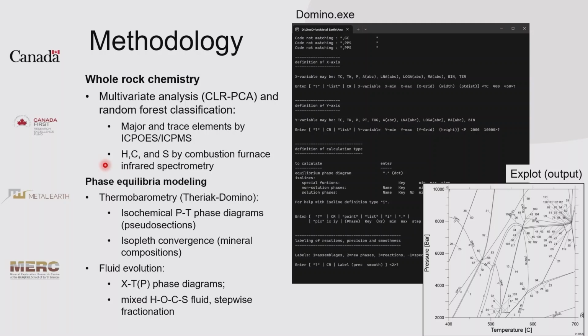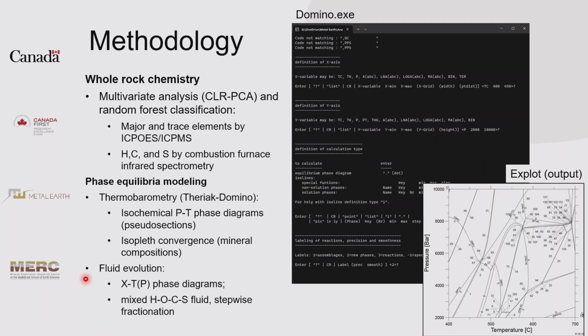And then we have the phase equilibrium modeling, which is the bulk of the technical work, where we use a program called Theriak-Domino, which is a Gibbs free energy minimizer. This gives you a sense of what the program is, and it's just a bit of code. We use this to do thermobarometry and determine the evolution, and the next step is to look at the fluid, where we're not in an isochemical system. Now we're removing some of the compositions and seeing how the fluid evolves.